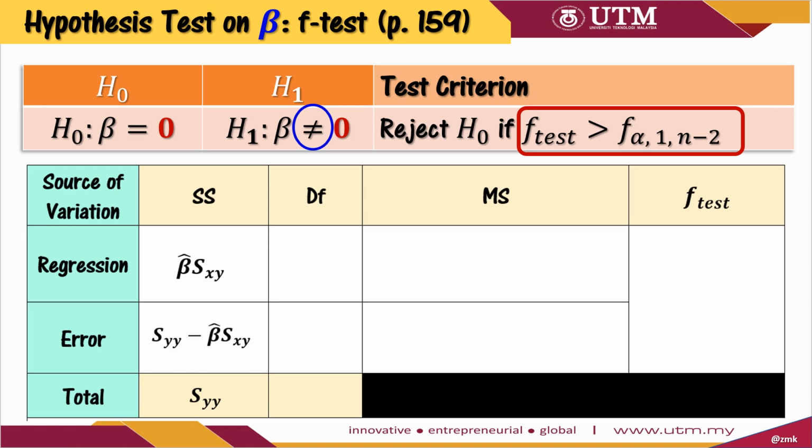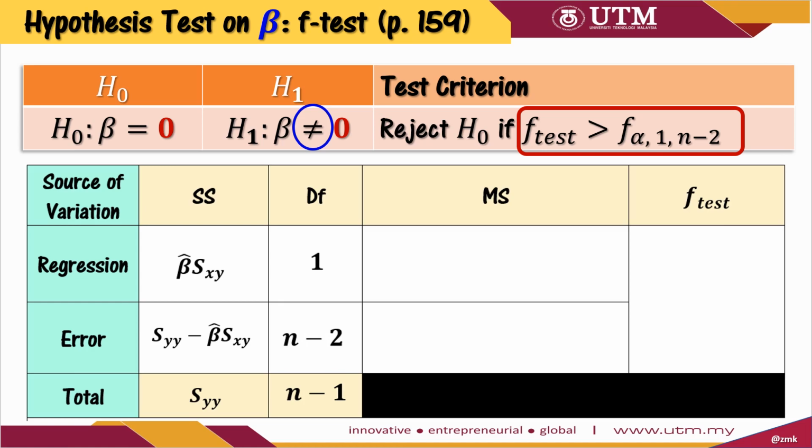The third column is for the degrees of freedom. The total degrees of freedom is simply n minus 1, whereas the regression degrees of freedom for a simple linear regression is only 1. Then the balance must be the error degrees of freedom, given by n minus 2.